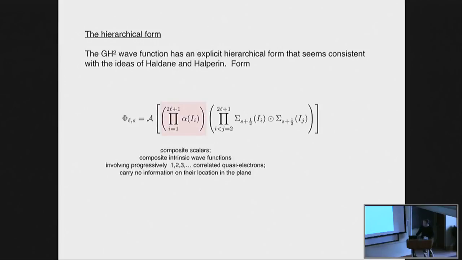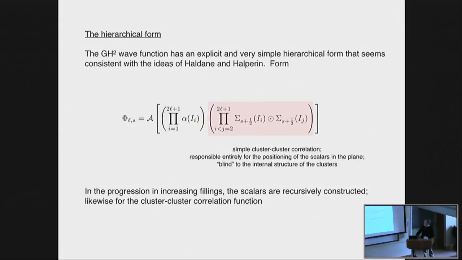And so these are the composite scalars. They're formed from their composite scalars. They're intrinsic wave functions. They evolve progressively involving 1, 2, 3 correlated quasi-electrons. They carry no information about the location of the plane because they're scalars.